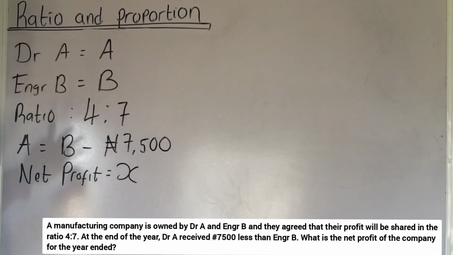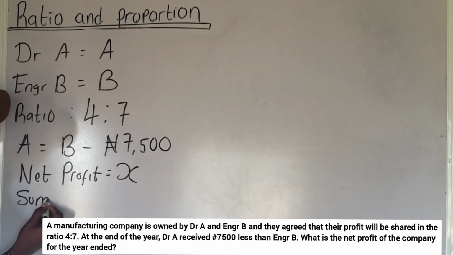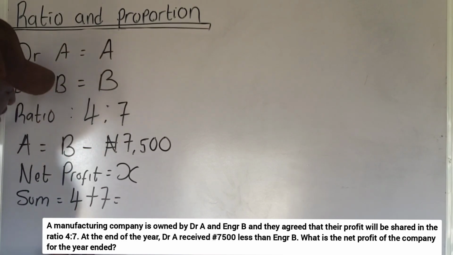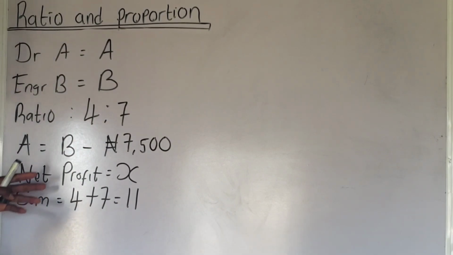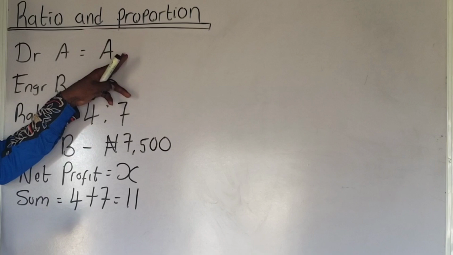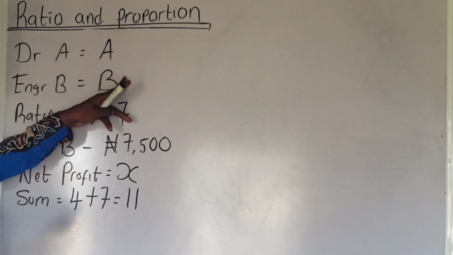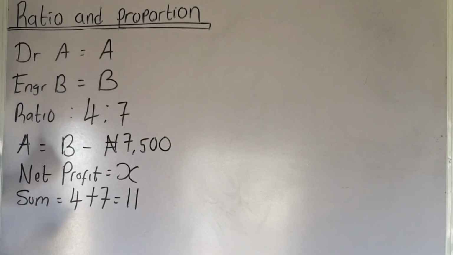We have to first sum up the ratio. So the sum of the ratio is equal to 4 plus 7. That is 11. So the sum of ratio is 11. Now we want to determine the amount that Dr. A received. That will be the ratio of Dr. A. Don't forget that this 4 belongs to A. That is, when Dr. A is receiving 4 naira, Engineer B is receiving 7 naira. So this 4 belongs to Dr. A. Do you understand?